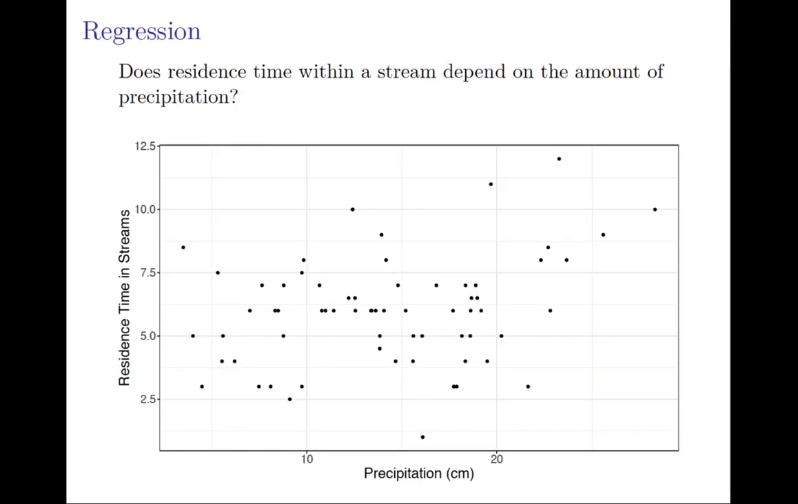And so, does residence time within a stream depend on the amount of precipitation? That's the question we're going to ask with our data, two continuous variables. And the first thing to do is to plot your data just to look at it. And so here you can see we have two continuous variables, and this is what the data look like. And there could be a trend. We're not sure. We'll have to test it.